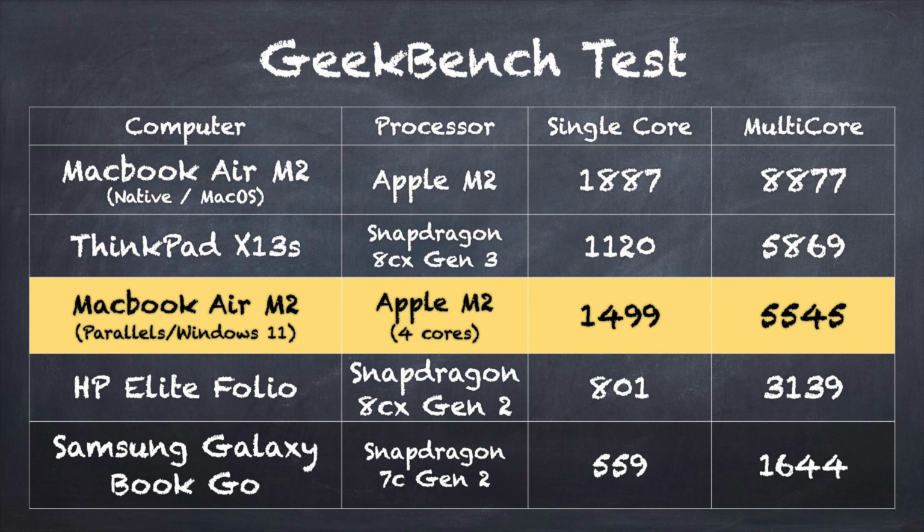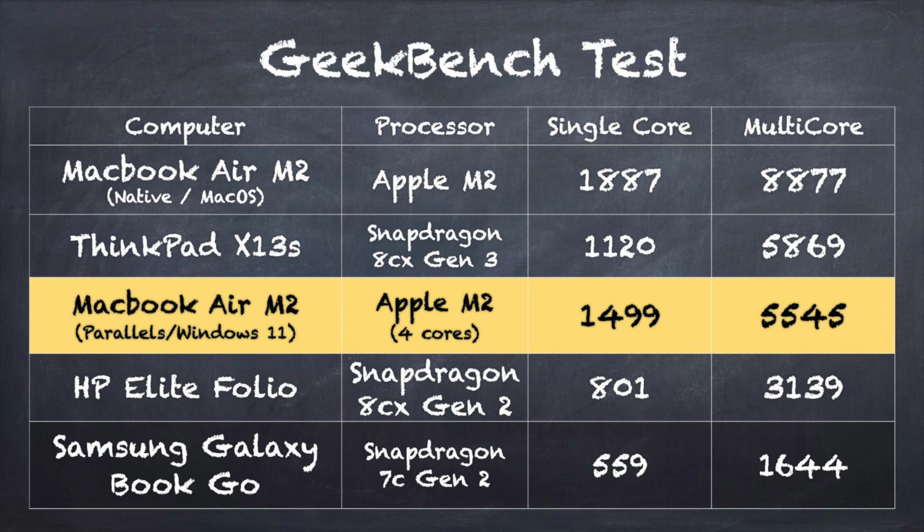Now, before we move on to trying to play some games on this, I did want to give you some results of a benchmark test that I ran earlier called Geekbench. And on that test, we got a score of 1,499 on the single core test and 5,545 on the multi-core test. And that again is with this computer configured for 4 virtual cores. When I went up to 6 cores, the single core test was the same, but I scored about 1,000 less on the multi-core test there.